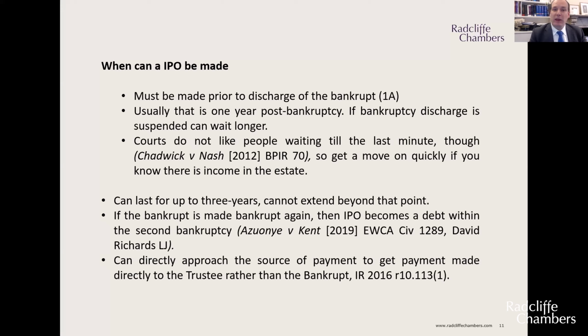However, obviously, if the bankrupt is being uncooperative, not providing you any information, then you can apply for a suspension of discharge and you can hold fire on the IPO until you have more information, or you file an application for an IPO at the same time as the suspension for discharge, and you hope that more evidence comes out along the way. The actual IPO itself can last for 3 years, no more than 3 years, so it's not going to last too long.